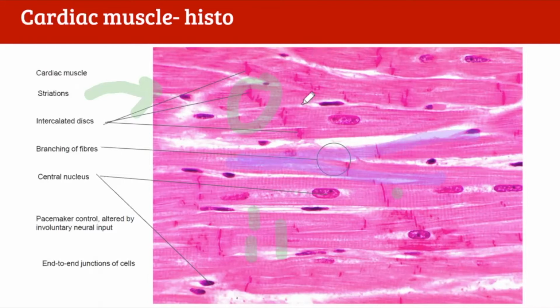Another thing which could help you distinguish cardiac, so heart muscle, from skeletal muscle are those centrally located nuclei. So you don't have multiple peripheral nuclei. Reminder, it's involuntary. There are end-to-end junctions between cells. And that's cardiac muscle for you. You can always go back and have a look at these images again later. I think they'll be covered in your active learning.